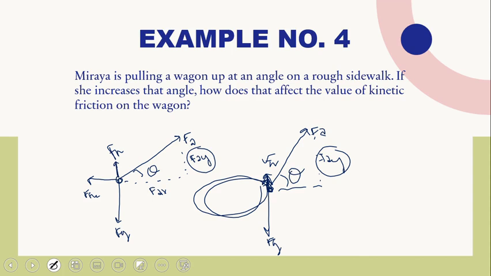Well, let's look at the friction equation. We know that FFK is equal to mu k times Fn. Friction and normal force are directly proportional. In other words, the less the normal force, the less the frictional force. So, Mariah increasing the angle of her pull has the effect of lowering the friction force on the wagon.